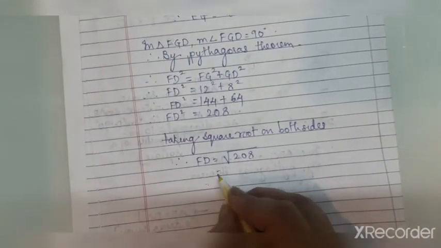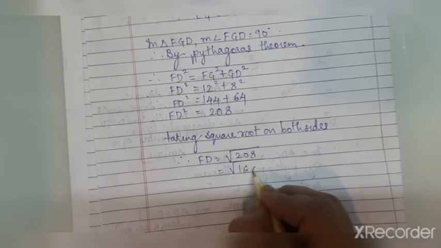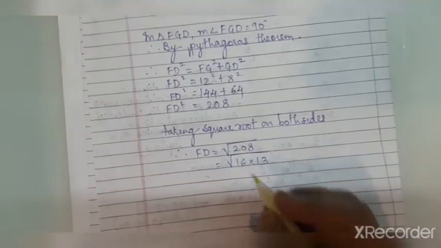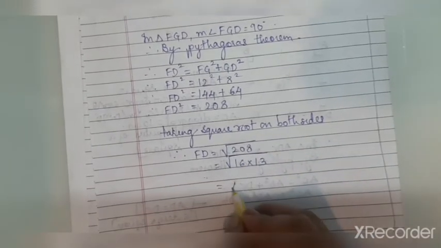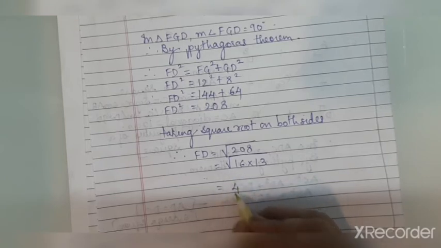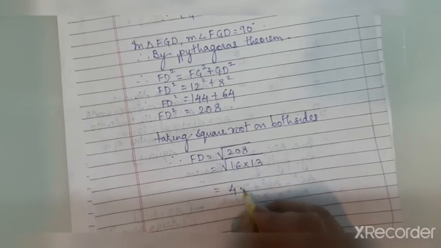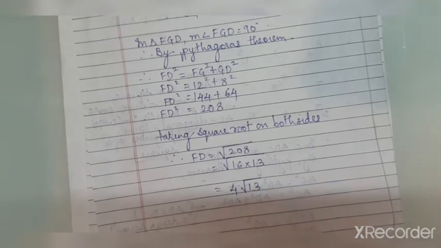So here 208, we got the factors as 16 into 13. So how will I write this? 16 into 13. Now 16 will come out as 4, because 4 4s are 16. So when I take it out of the root sign, it becomes 4. The 13 remains the same because it's a prime number. So this is your answer.